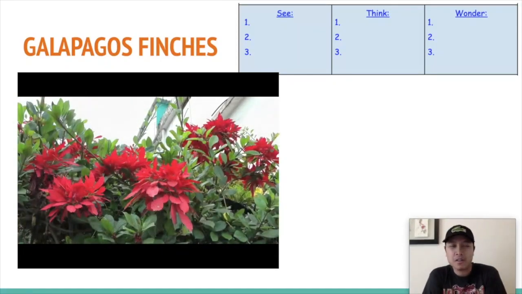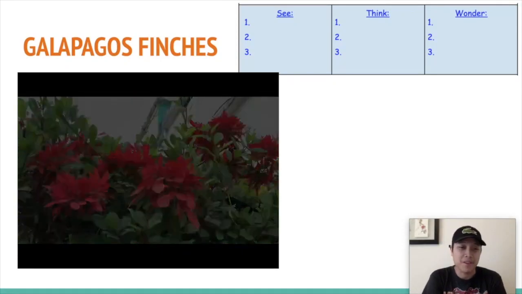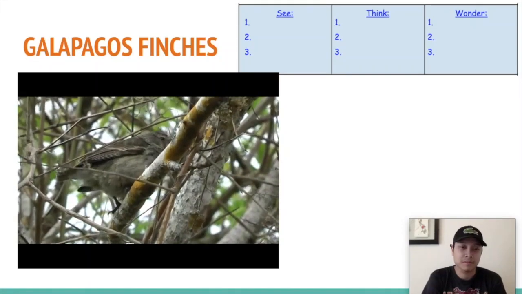All these birds and all of this plant life too, they all look amazing. Beautiful.